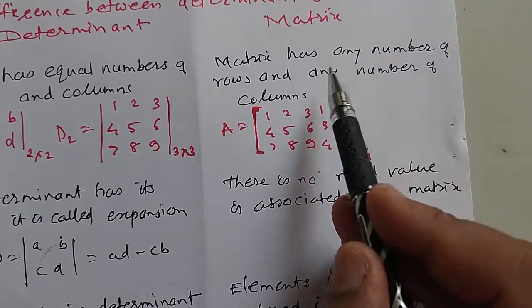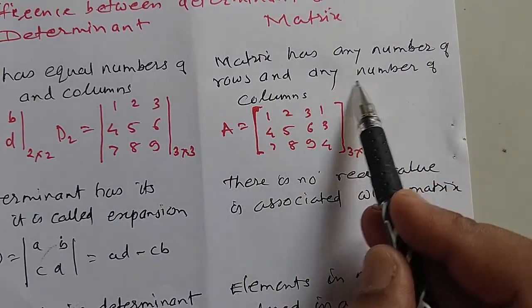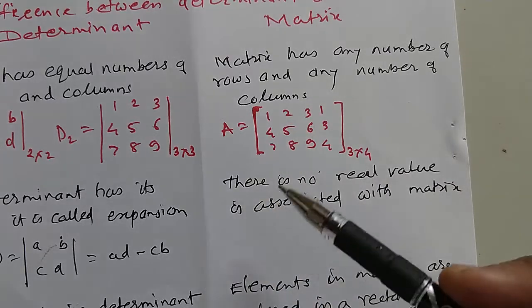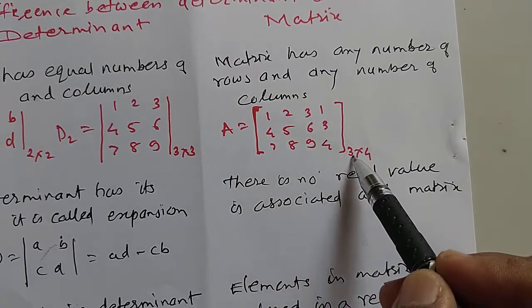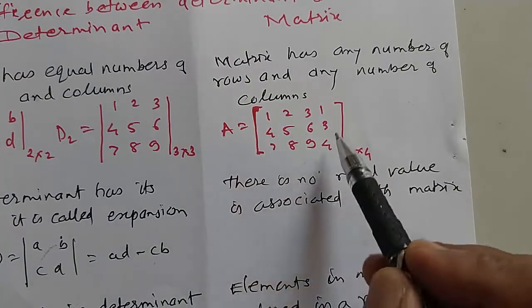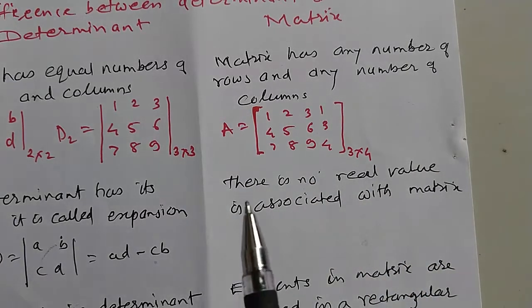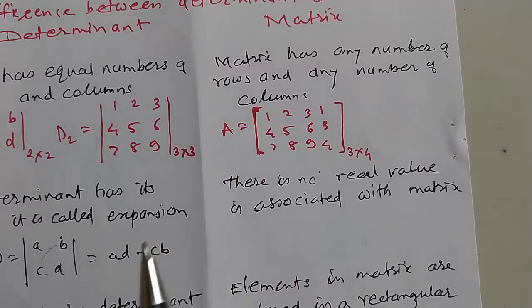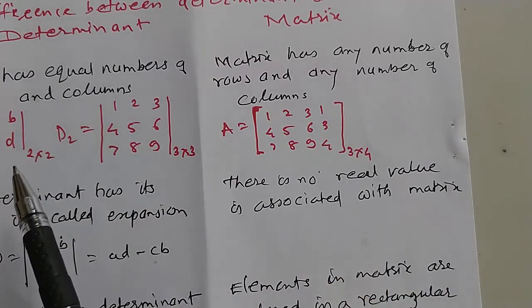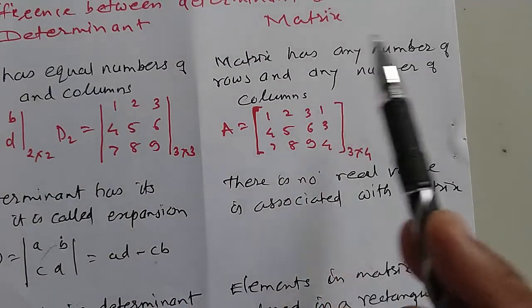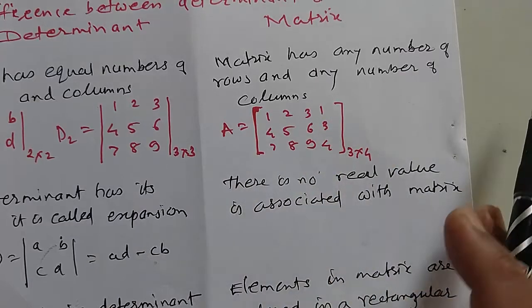Unlike a determinant, a matrix can have any number of rows or any number of columns. For example, here 3 into 4, 3 rows, 4 columns. The column matrix contains only 1 column, and the row matrix contains only 1 row. Therefore, a matrix has any number of rows and any number of columns.